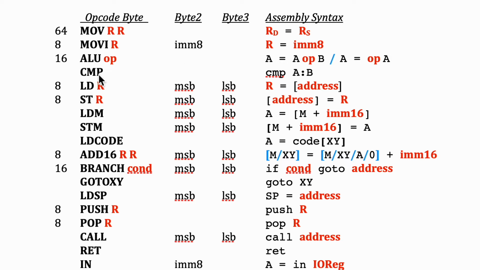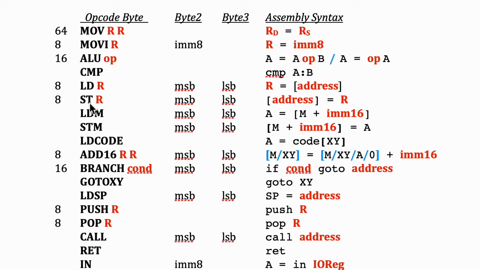There is a compare instruction. Again, it's a single byte instruction, and it compares the A and B registers, setting the condition codes so that after that we can do a conditional branch, which I'll get to in a second.